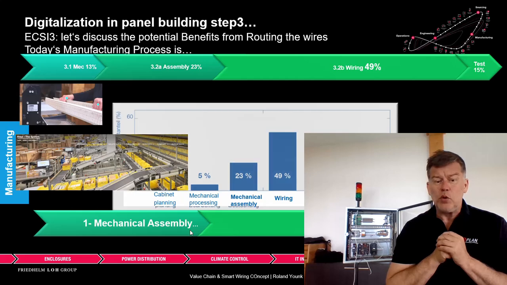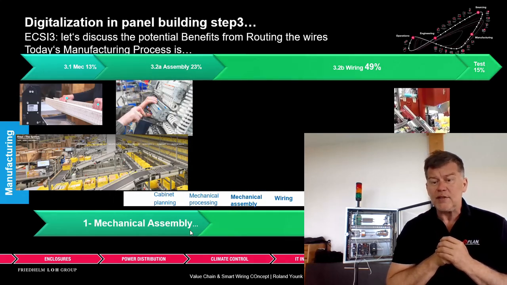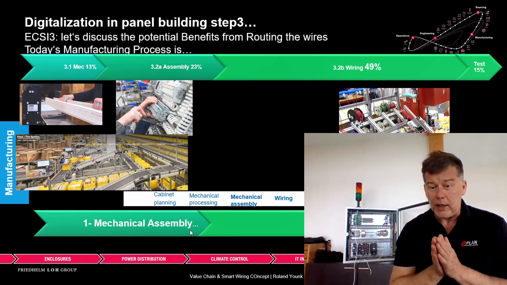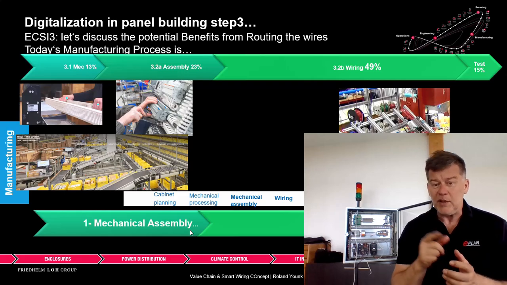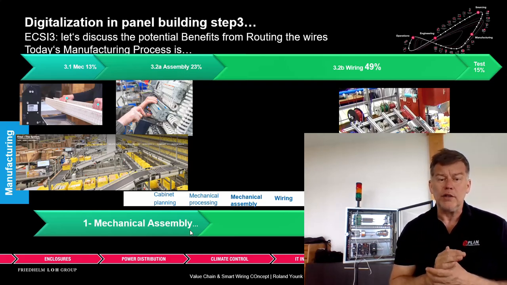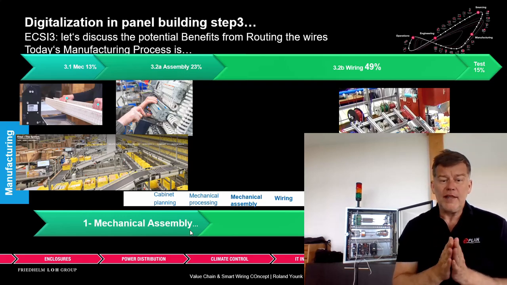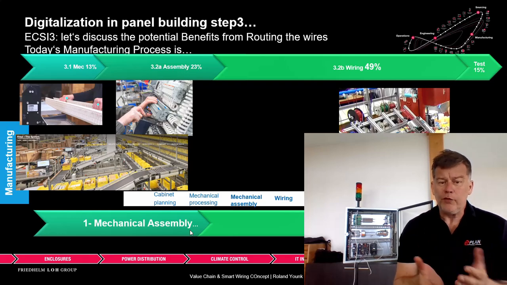Technically, we first assemble the components onto a panel. And once these are done, then we can do the wiring. This is how we do things today. Now, knowing that 49% of the time is spent on that last step, and that step cannot be started earlier because we have to wait for the components to be placed and positioned to actually move forward.